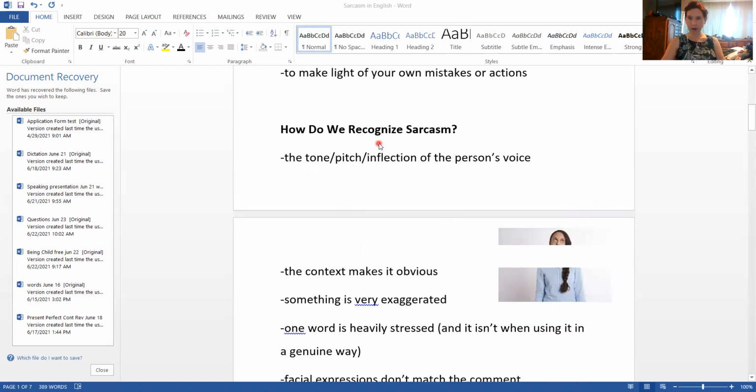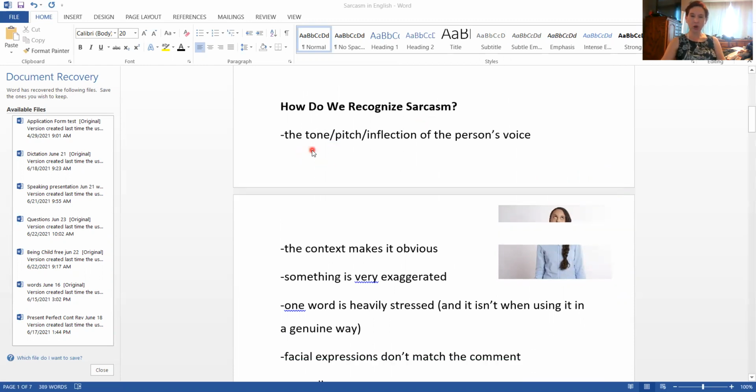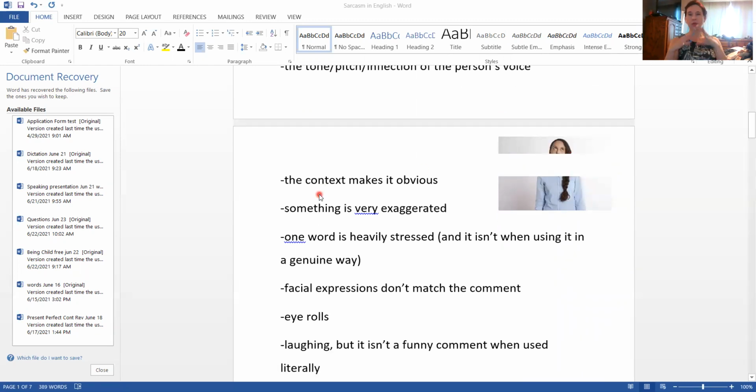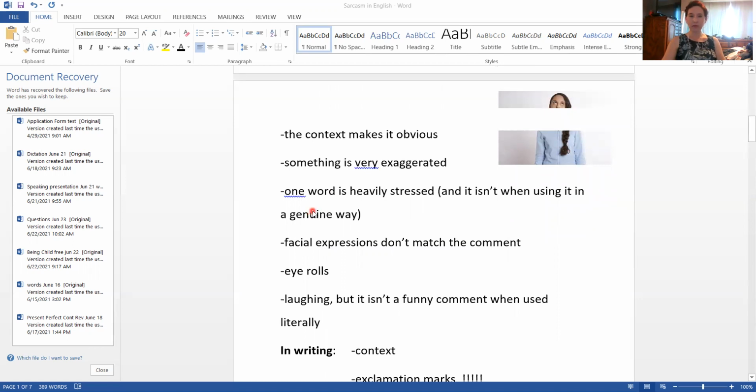So how do we recognize sarcasm? It's mostly in the tone, the pitch, inflection of the person's voice. Sometimes the context or the situation just makes it obvious. Sometimes we know it's sarcasm if it's very exaggerated. Or sometimes if the person stresses one word very heavily, and when we use it in a normal, genuine way, we wouldn't put that stress on that word.